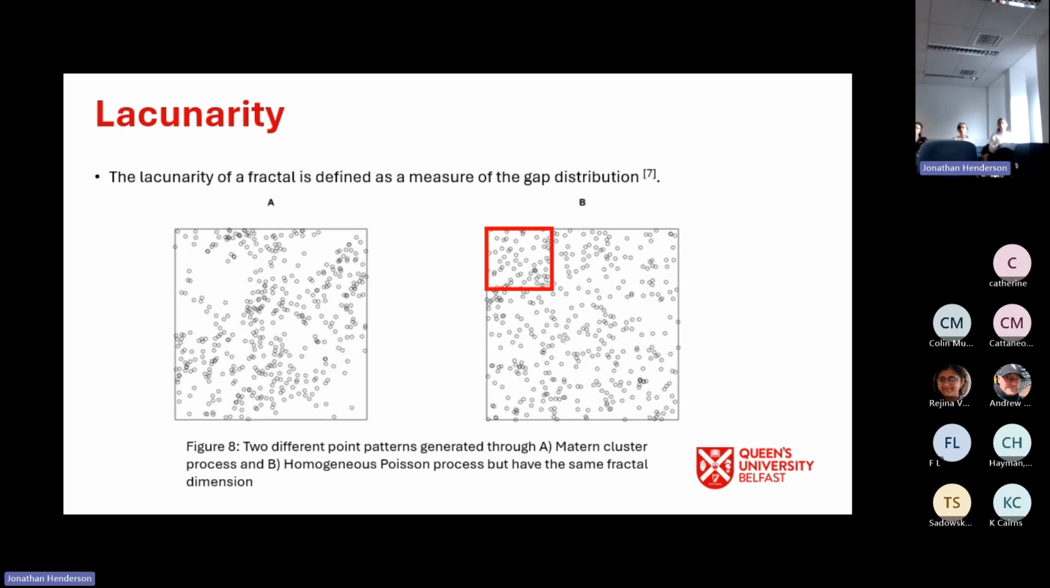The way it's calculated is similar to before. It's using a gliding box algorithm. This time we are interested in how many points are contained in our box. So essentially, we place a box, and then we move it along, counting the number of points in our box of length R. This would be our box mass S. And then we repeat the procedure until the whole study region is covered.